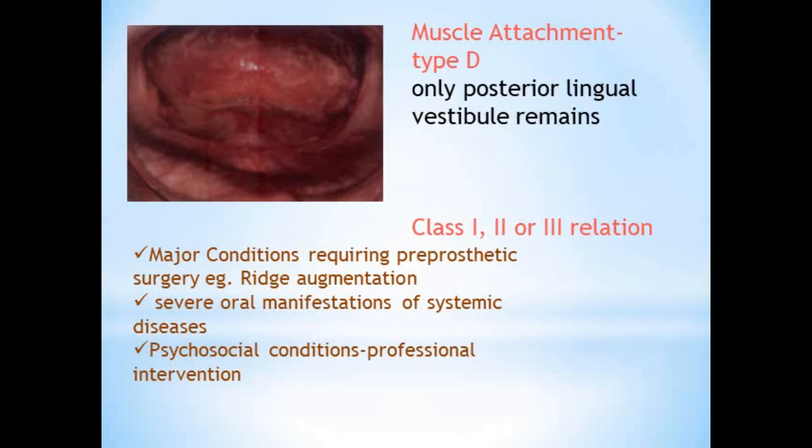And then maxillomandibular relation can be class 1, 2 or 3, and there can be major conditions that require pre-prosthetic surgery, for example ridge augmentation, or there can be severe oral manifestations of any systemic disease or psychosocial conditions that require professional intervention. So these are the features of class 4, that is severely compromised. So this is about the Prosthodontic Diagnostic Index Classification System, which was proposed by the American College of Prosthodontists.